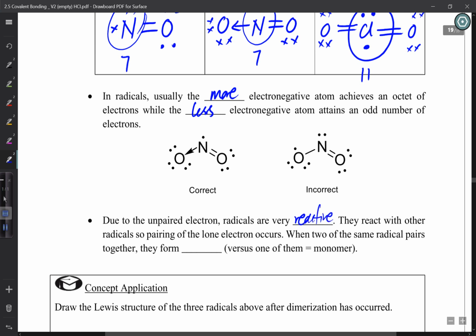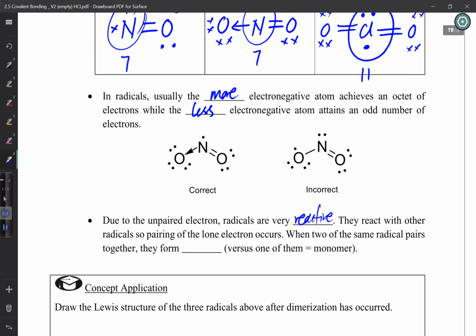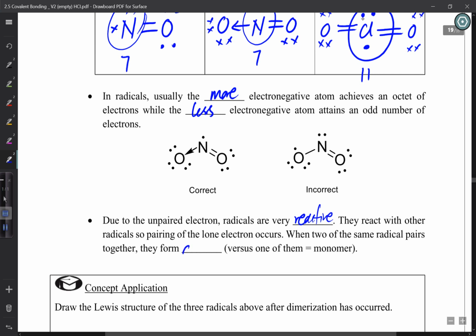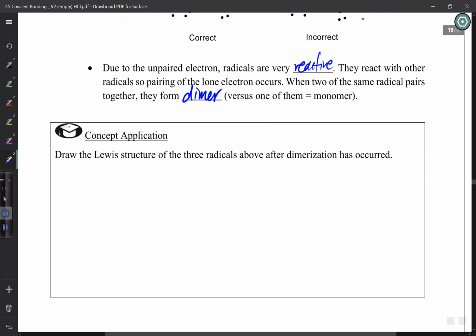They react with other radicals, so pairing of the lone pair occurs. And when two of the same radical pair together, they form what we call a dimer. So what do I mean by this? Basically, if we talk about NO, this is the structure of NO, right? Okay, so this nitrogen has got 7 electrons.